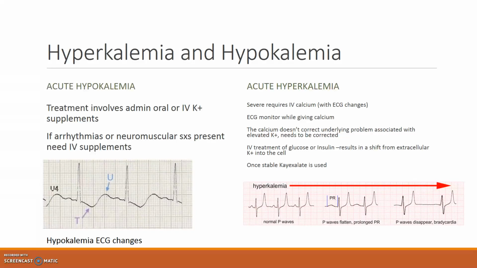IV treatment of hyperkalemia in the hospital also includes the use of glucose and insulin. Okay, it's actually glucose and insulin. That results in a shift from extracellular potassium, and it pushes it into the cell. So once these patients have been stabilized, we can use or prescribe Kayexalate to reduce elevated potassium.